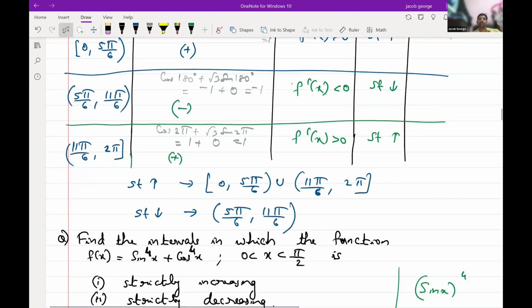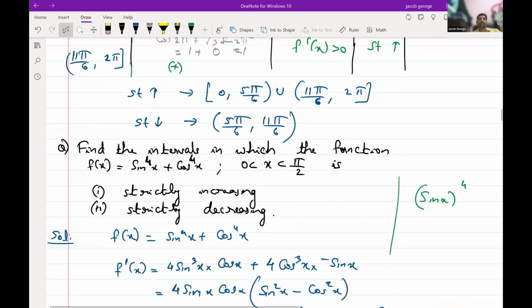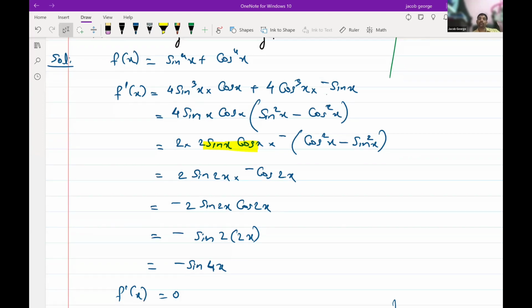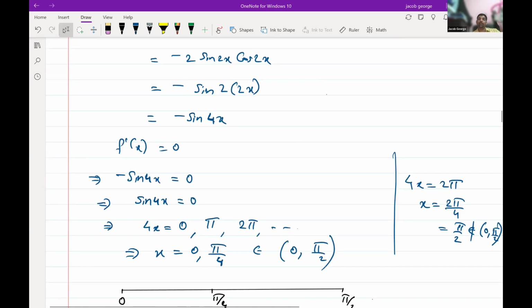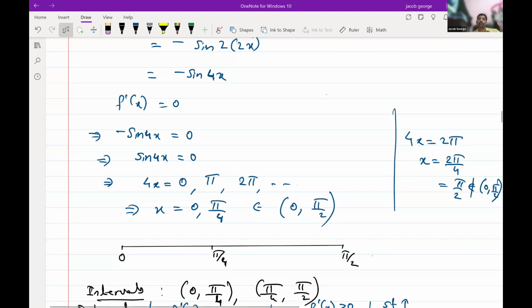So these types of questions all are like this, and practice it well. And in this question also, the rule is applied that 2 sin A cos B, sin 2A, then we get minus sin 4x, then equated to 0, and we got 0 and pi by 4, then we have to break it into different intervals, okay?